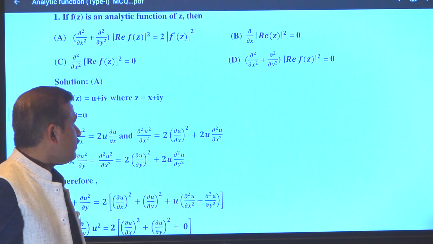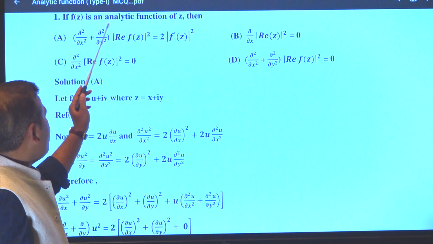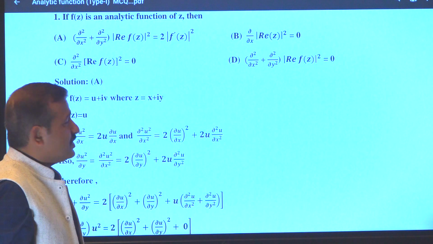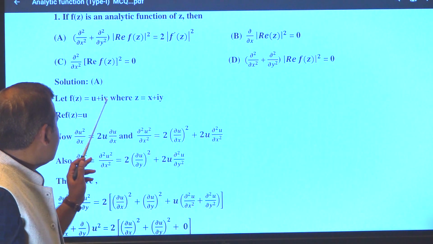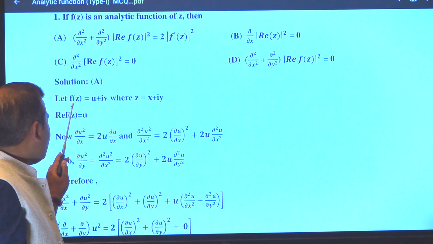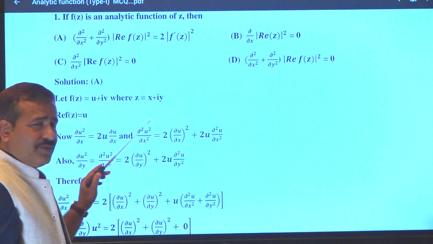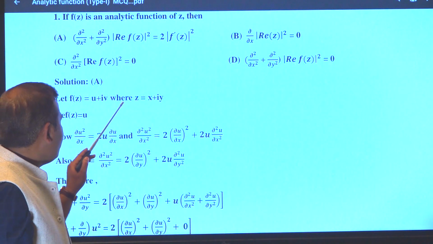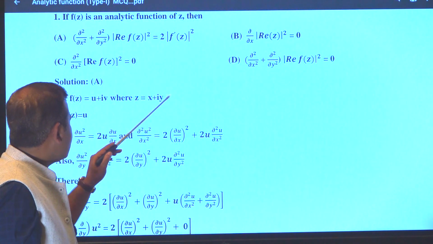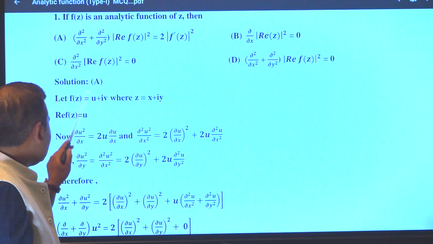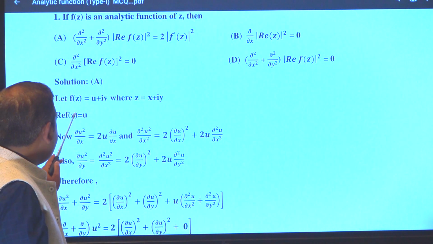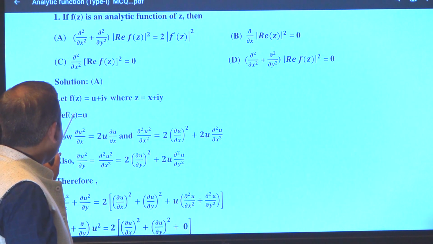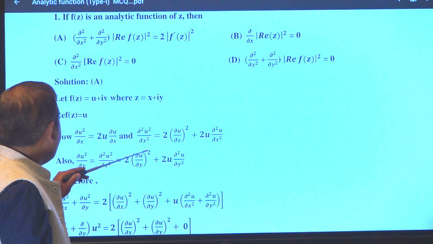Friends, here the problem is related to an analytic function of z. So, what does it mean? It means that f(z) = u + iv, as we know this is a complex function, where z = x + iy. So, here real of f(z) is what? Real of f(z) is u. So, I am putting here Re f(z) = u.